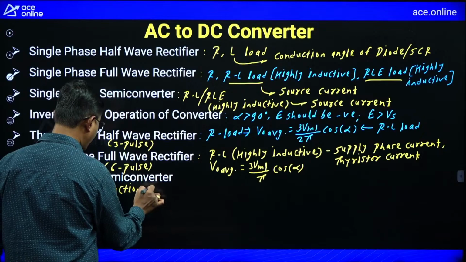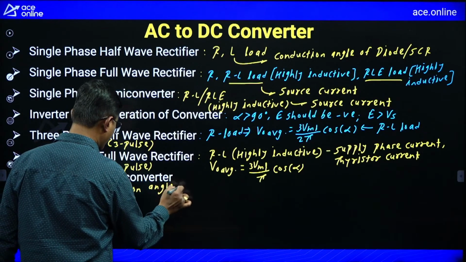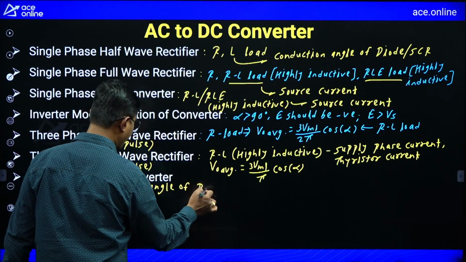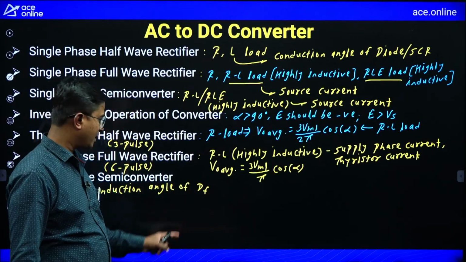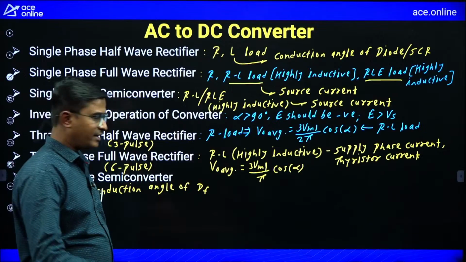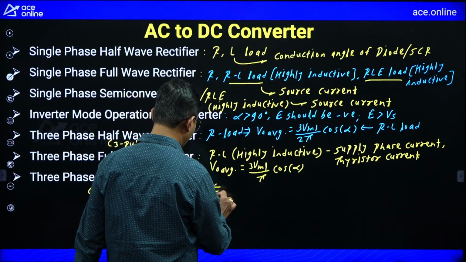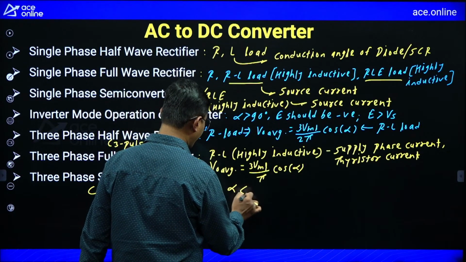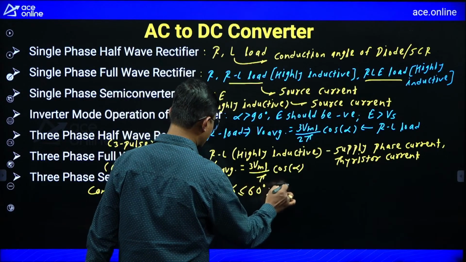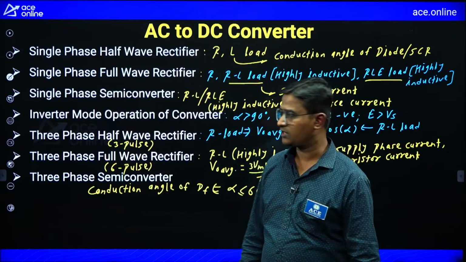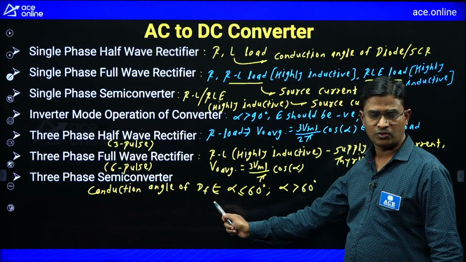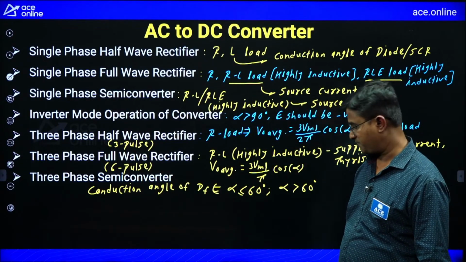Conduction angle of diode. Diode here means freewheeling diode. DF means a freewheeling diode. Okay, that is important. Conduction angle of freewheeling diode. Again, in that we are having alpha less than 60 degree, alpha greater than 60 degree. Two different expressions, less than or equal to 60 and greater than 60. So please try to go through those expressions. You can expect the question.